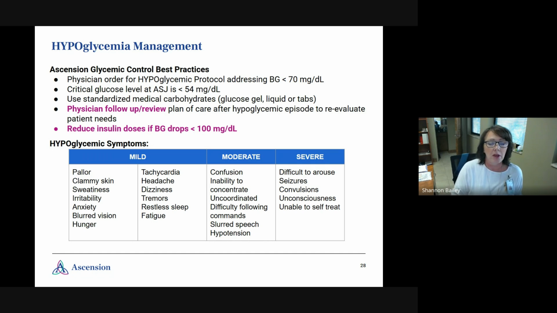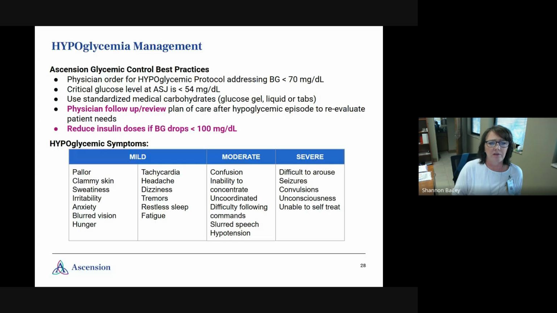There's also a big push with the new protocol to use medical carbohydrates. Rather than using juice, rather than using peanut butter and crackers and those kind of things, we're really pushing for the nurse to use glucose gel, the glucose liquid, and then some hospitals have implemented glucose tabs. I don't believe that we're going to do that here. You're going to either have the gel or the liquid.